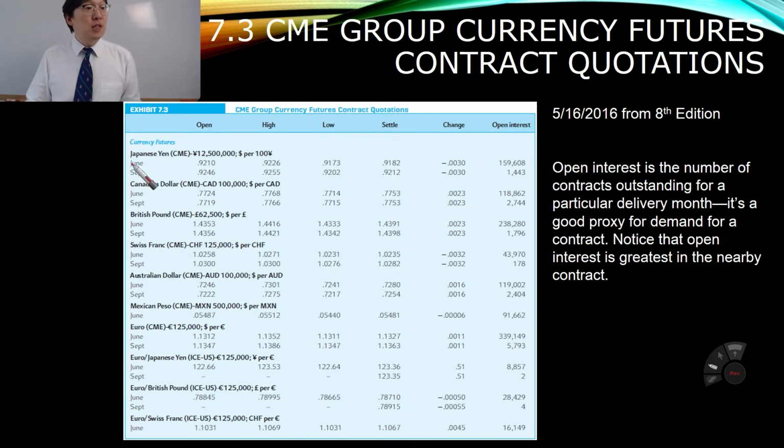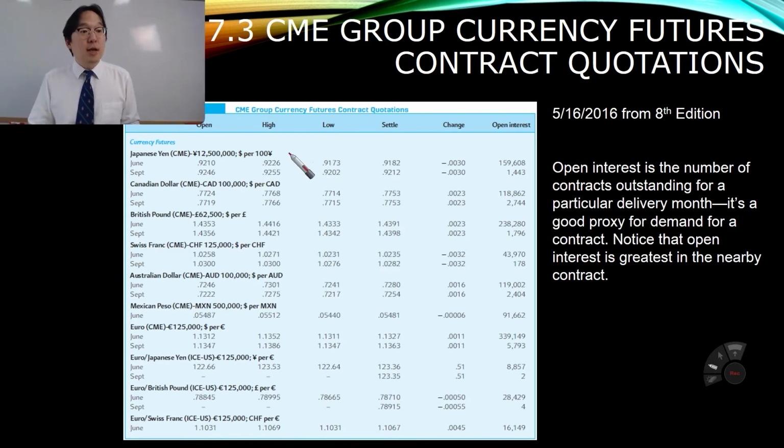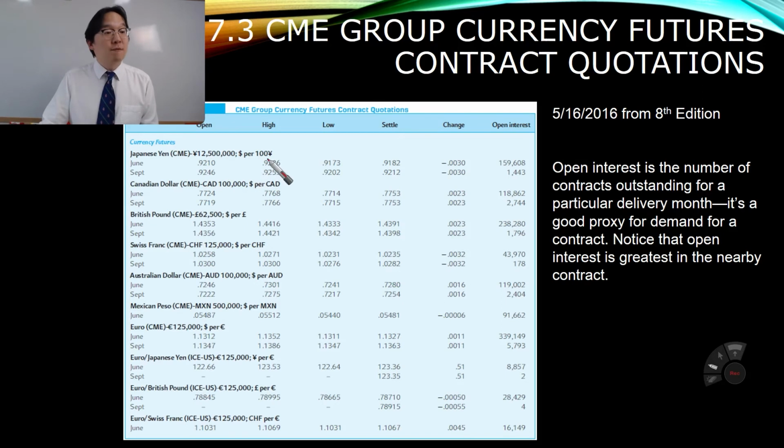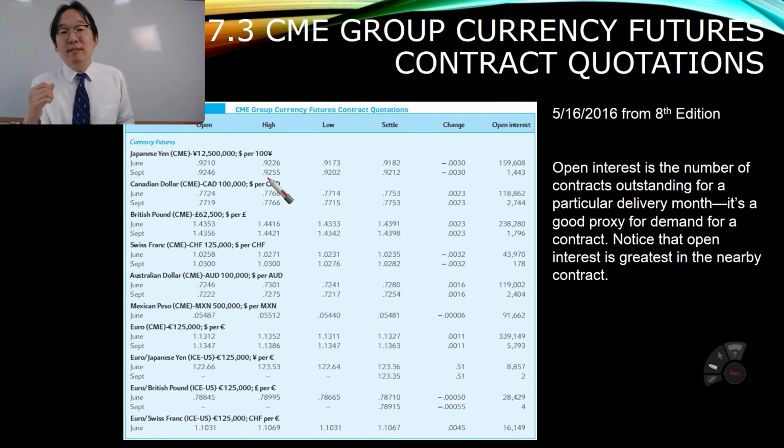The first thing you see is Japanese yen, and you see there is a fixed trade size per contract, right, trade size. The basic unit is 12.5 million Japanese yen worth, and then exchanging into dollars, right? And then dollar per 100 yen figures are shown over here, as opposed to euro or Australian dollars. The Japanese yen is denominated in such a way that you have to use dollar per 100 yen. Okay, that's the industry convention.